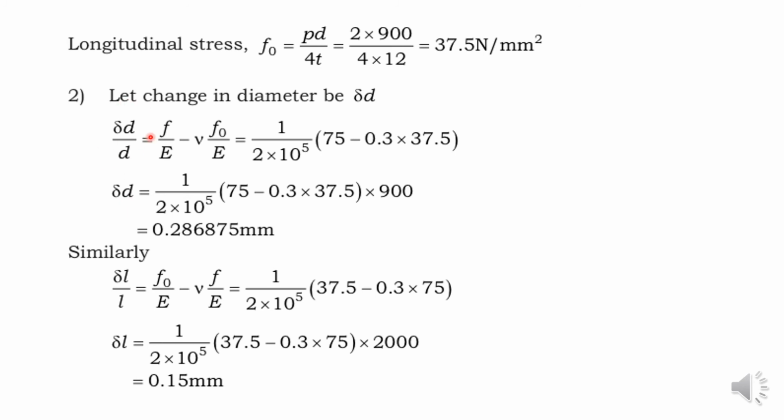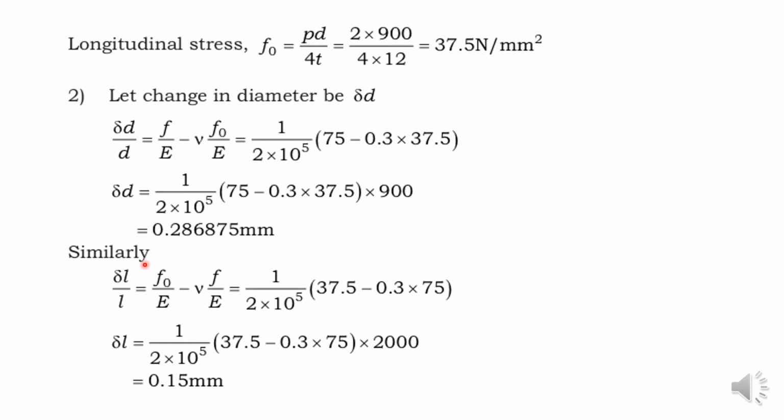The equation for delta D by D is equal to stress divided by E minus mu into longitudinal stress. This stress is the hoop stress or circumferential stress, that is circumferential stress minus mu into longitudinal stress. So that's equal to 1 divided by 2 into 10 raised to 5. Let's take E outside, that into circumferential or hoop stress minus 0.3 into longitudinal stress. So you will get the answer as delta D is equal to 0.28 mm.